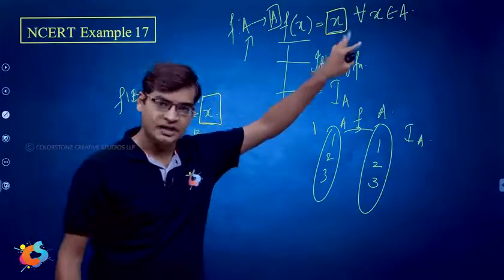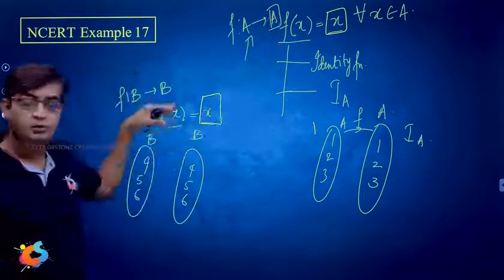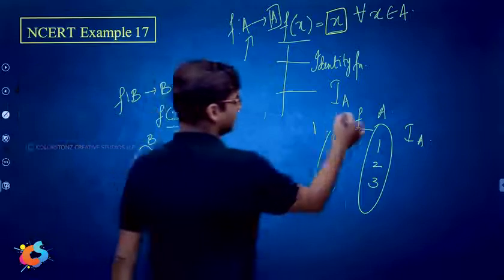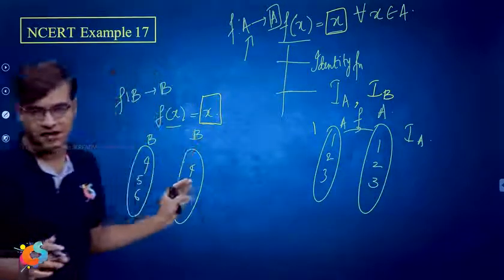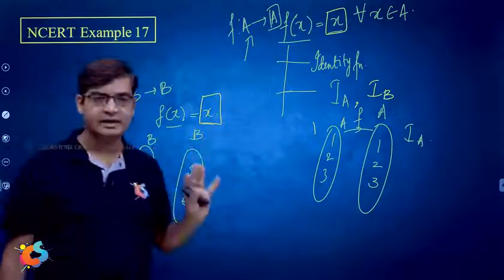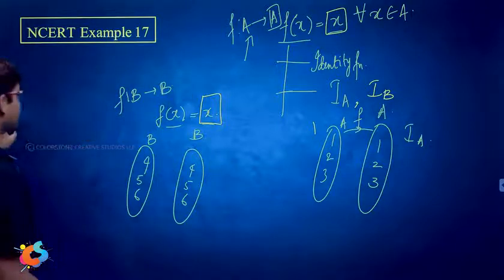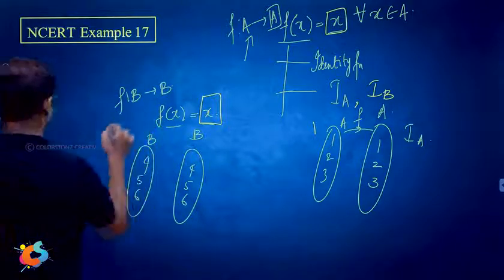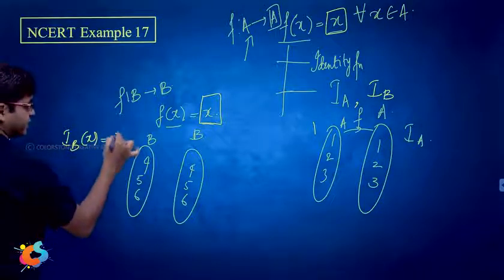Here, whatever is the input, that is the output. But these input values are different. So in that way, this is a different function. And because it is defined on set B, you are writing IB. Simple. Okay, fine. So how do you write the same thing? You can write this as IB of x is equal to x.